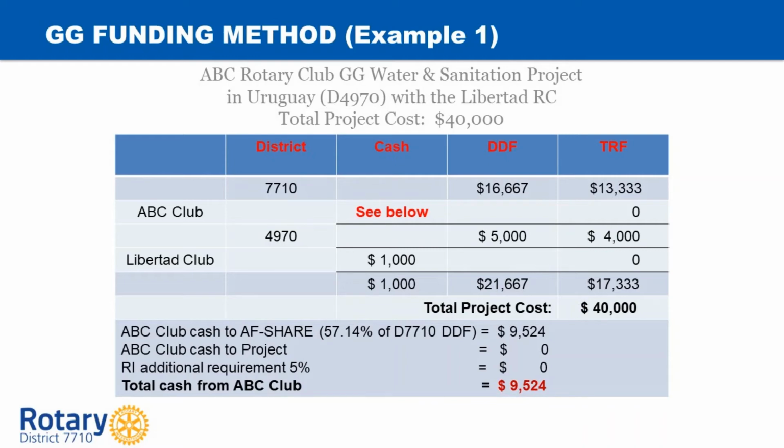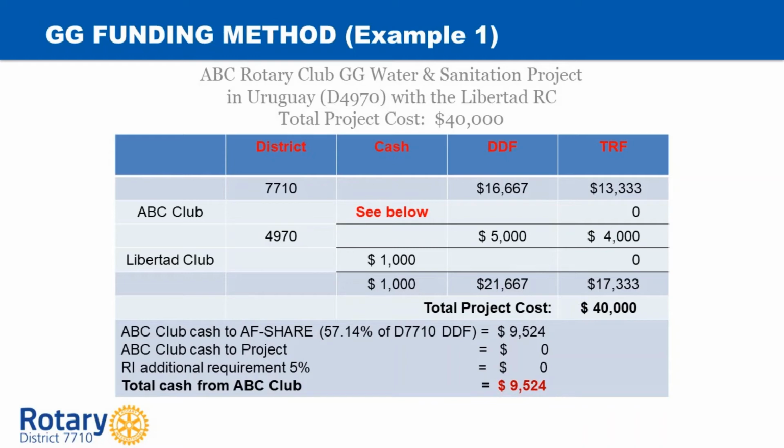So how do we go about funding this project? First, the ABC Club has requested $16,667 of DDF from our district, District 7710, for this project. The World Fund will match 80% of those funds. If you move across from left to right, the fourth column has $16,667 under DDF and $13,333 under TRF. The ABC Club does not have to put any money directly into the grant. Instead, it will be required to send money to the annual fund, as we will see later.